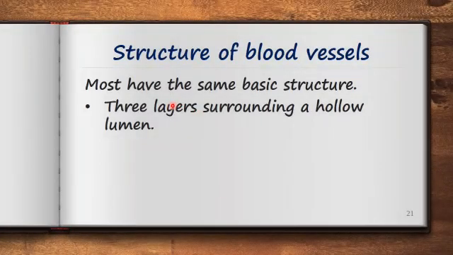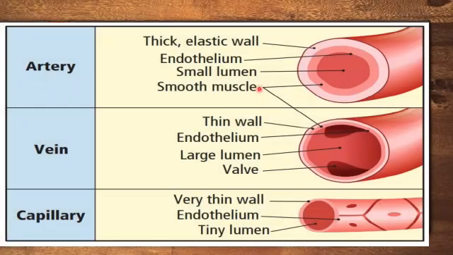If we talk about the structure, all of them have the basic structure of three layers surrounding a hollow lumen. Lumen is basically a hollow space. Here you can see their structure in detail, talking about the artery. Look, the lumen of the artery is small and they have smooth muscle, thick elastic tissue and endothelium. The same is the case with the vein, but here the lumen is large and valves are also present. So there are some differences that you need to remember.